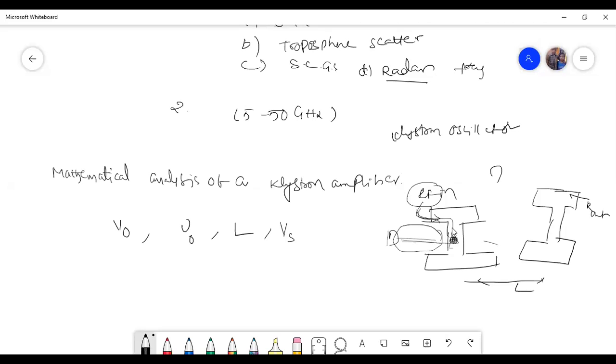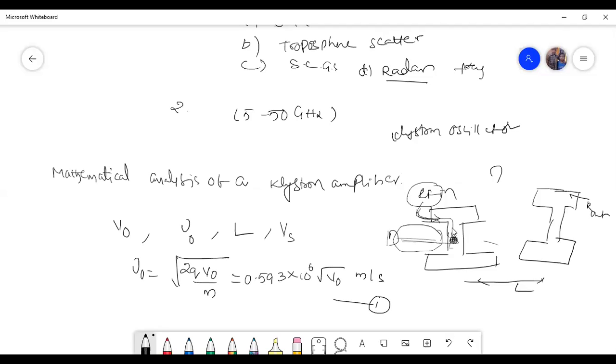But before the buncher grid, all are traveling with the uniform velocity, and that velocity is v0 equal to root of 2qV0 by m, which I already told is equal to 0.593 into 10 power 6 root V0 meter per second. So this is equation number 1. This equation 1 is the velocity of the free electron before the buncher cavity. These are very, very important: before the buncher cavity and after the buncher cavity.